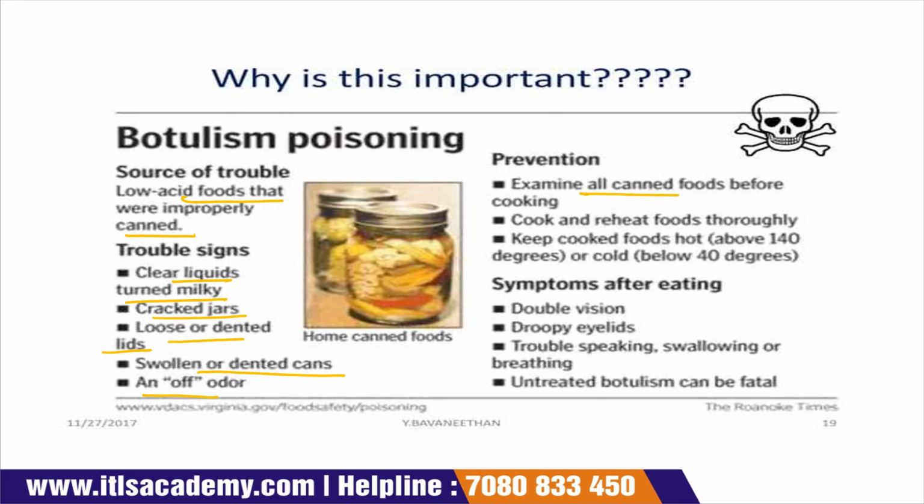Prevention: examine all the canned food products before cooking. When we have to cook canned food products, we have to examine them very carefully first. Cook and reheat the food thoroughly. Keep cooked food hot, above 140 degrees Celsius, or cold food below 40 degrees Celsius.